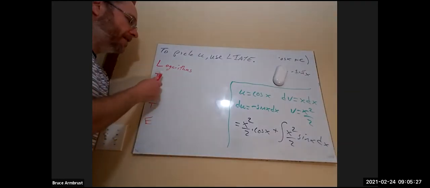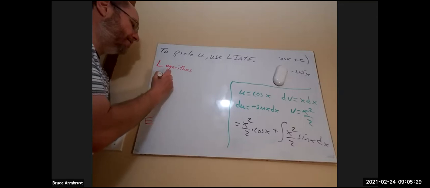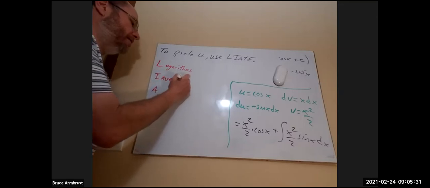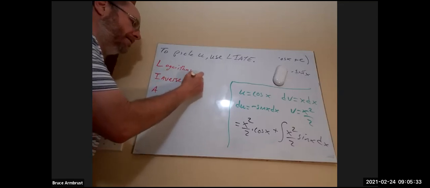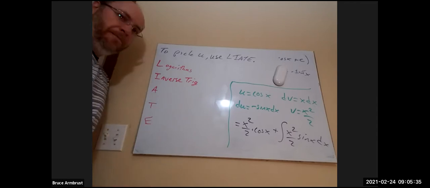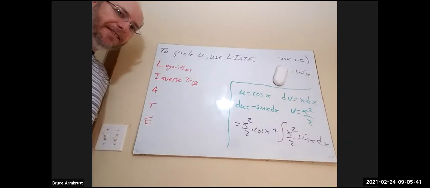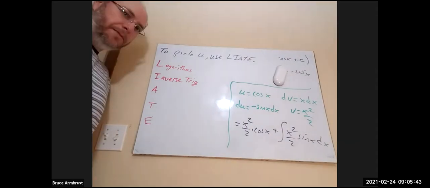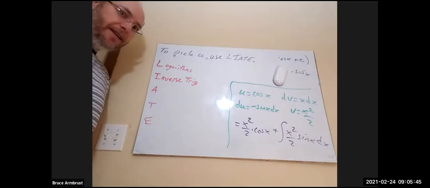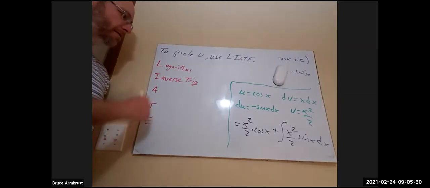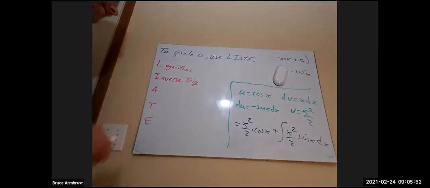Okay, so then the I stands for inverse trig. Because it's kind of the same deal. Like differentiating inverse tangent is easy: 1 over 1 plus x squared. Integrating inverse tangent, not so easy. Okay, so that's what the I stands for.